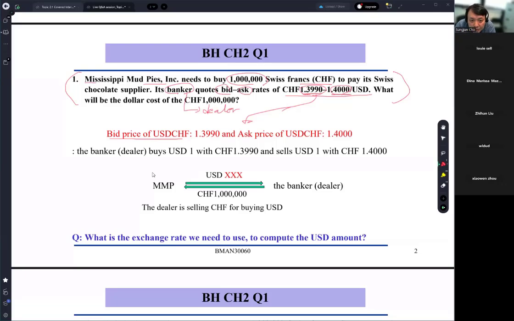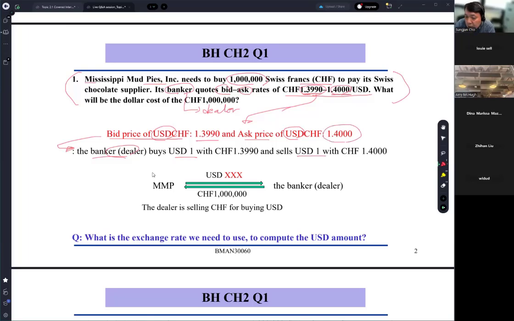Now, what are the interpretations? You should memorize this one. From the dealer's point of view, banker's point of view, the banker buys USD, the currency in the denominator, 1 USD, with this amount of Swiss franc. What is the interpretation of ask price? Dealer sells the currency in the denominator, 1 USD, with this amount of Swiss franc. Is this okay?